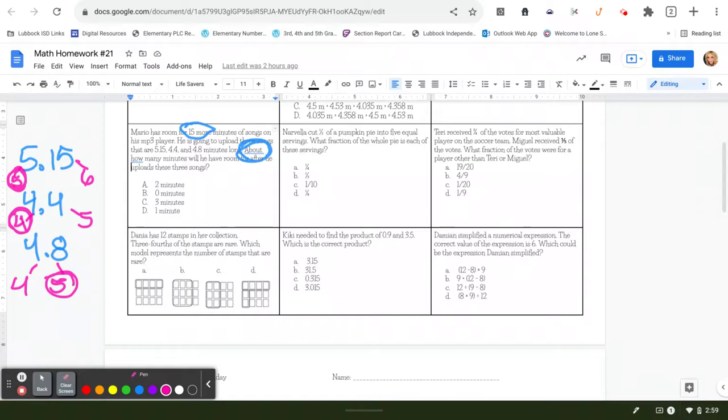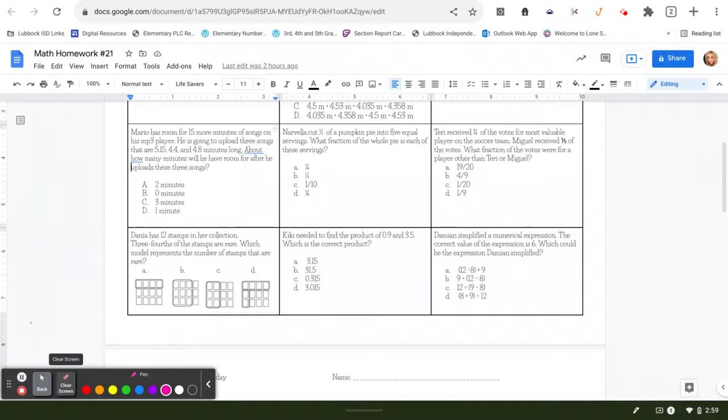So now we're going to add these up. 5 plus 5 is 10, plus 4 more is 14. So he's uploading about 14 minutes. They want to know how much more room he has left after he started with 15 minutes. He's uploaded 14. So from here, see if you can get to your answer.